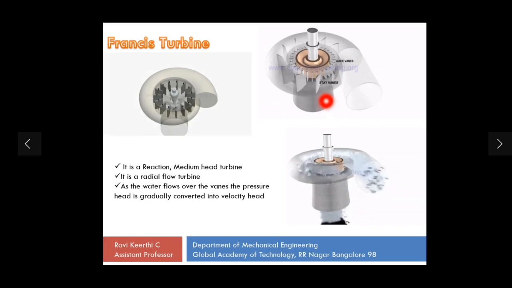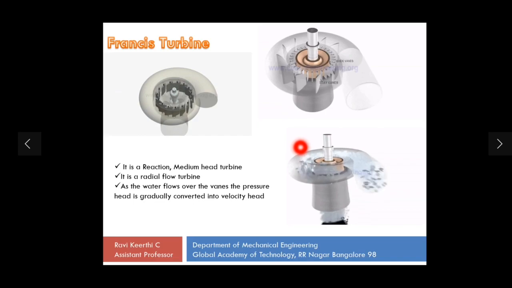Okay, so here these are the guide vanes which guide the water here. These are the runner blades where the water hits the blade, and because of the centrifugal force the power is developed in the shaft. So this shaft is again connected to the generator where it generates the power. So this is about a Francis turbine, which is easy to understand.